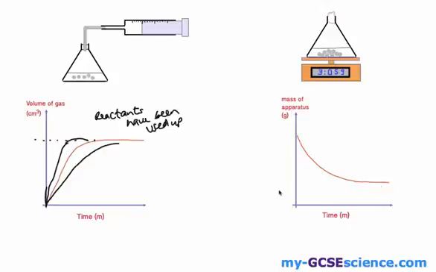It won't go to zero in this case because it's the mass of the apparatus, so all of this will have mass, and that will be the mass here. But that's the point at which the reaction has stopped because the reactants have been used up. It doesn't go to zero because the apparatus itself has mass. So that's two ways of measuring or recording a chemical reaction using a graph.